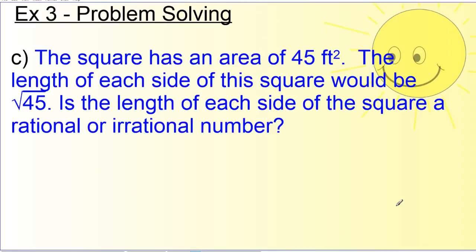Here's one for you to try. You do not have to write out the whole problem unless you choose to do so, but you do have to do the problem in the space provided on your page. So it says here, a square has an area of 45 feet squared. The length of each side of the square would be square root of 45. Is the length of each side of the square rational or irrational? So I want you to pause the video, try the problem, reread it again if you need to. When you're ready to continue, or if you need some help, hit play and we'll go through it together.